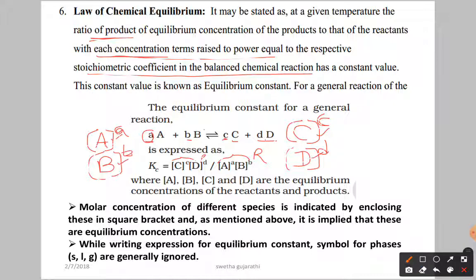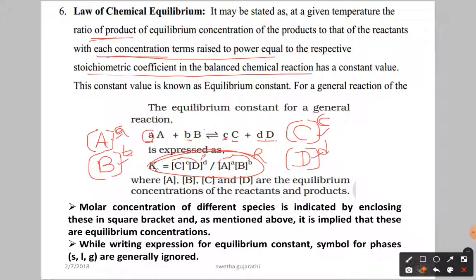Equilibrium constant, okay. This is what we call the equilibrium constant. So here we have the general expression for the equilibrium constant. You are going to express the equilibrium constant like this, okay.